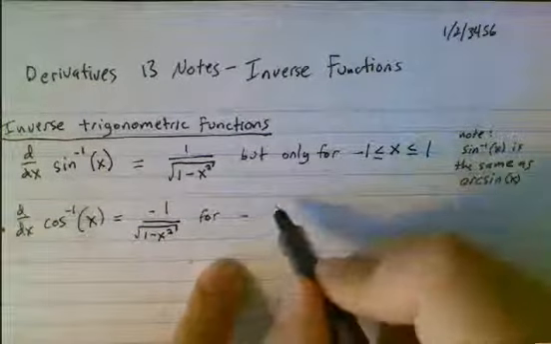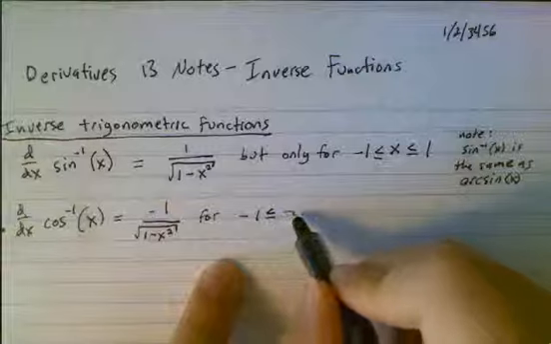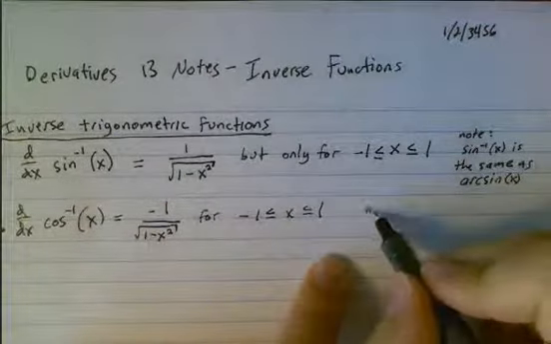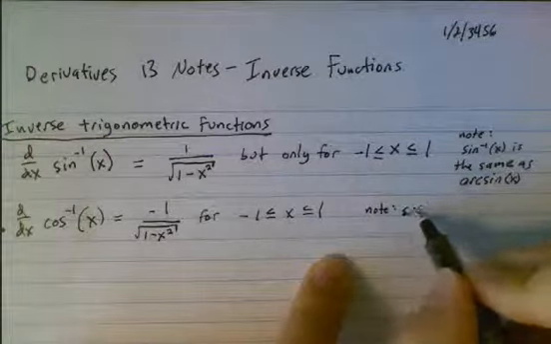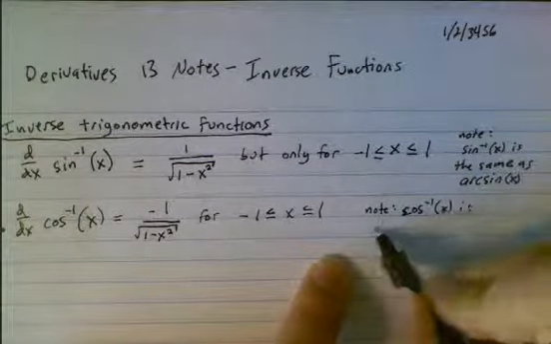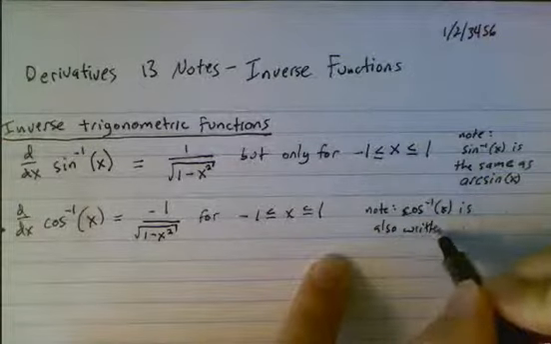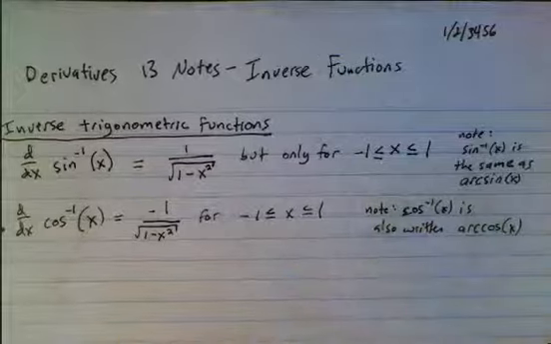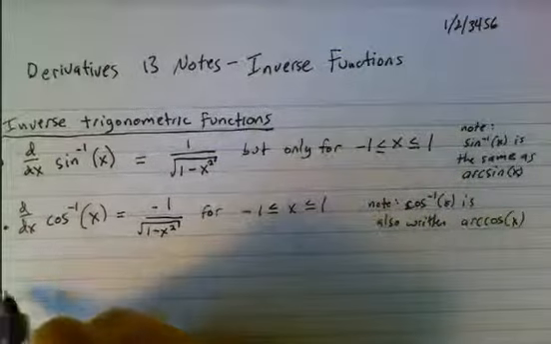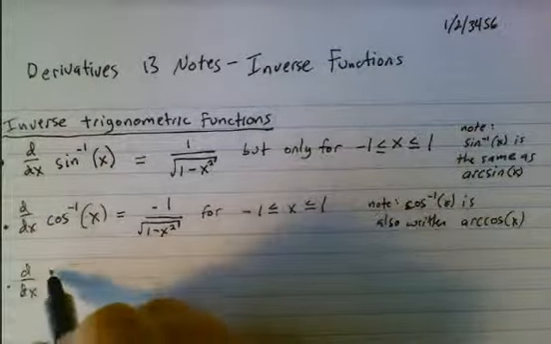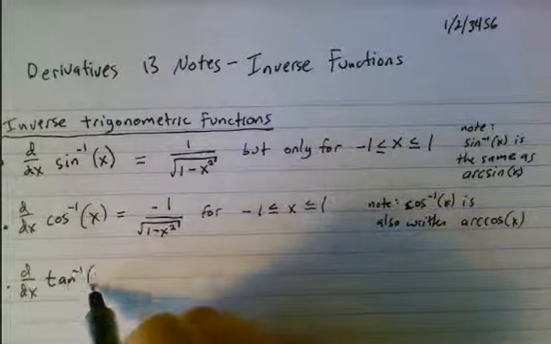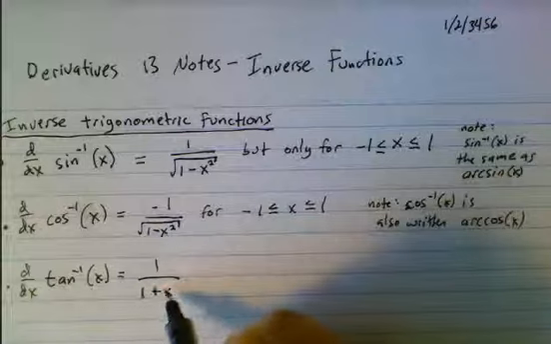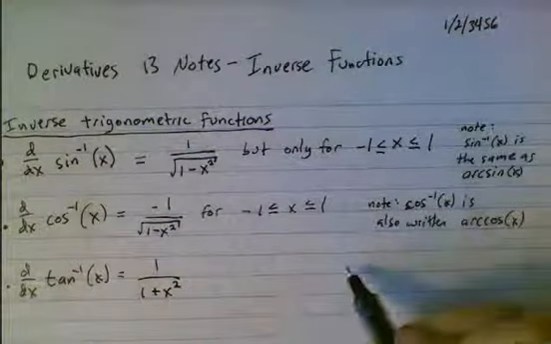Again, x has to be between -1 and +1, and inverse cosine of x is also written arc cosine of x. The final one that we work with is inverse tangent. This is a little bit different. There's no domain restrictions.